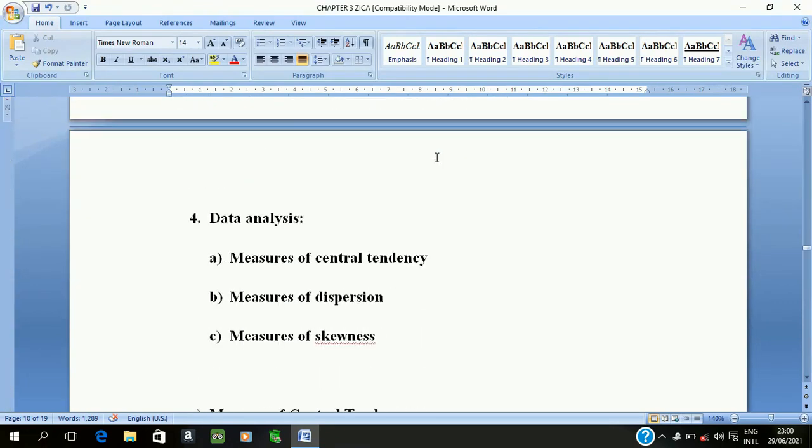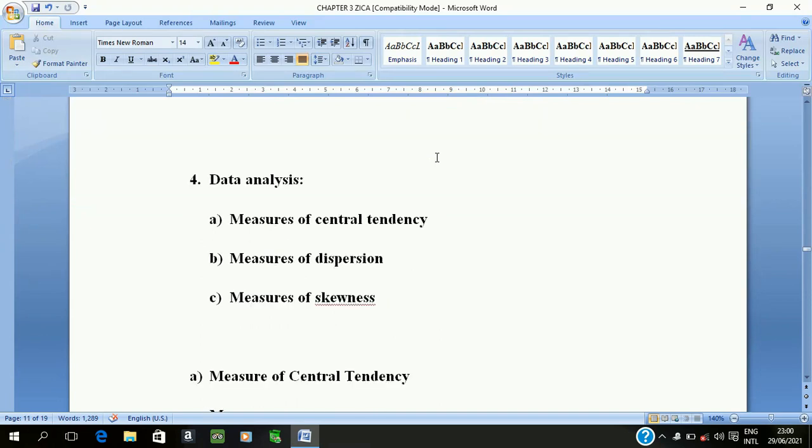Now let's come to data analysis, which is a crucial part in our statistical study. We've got three parts under data analysis. The first is the measure of centrality, which is also called measures of location. These are simply averages: the mean, mode, and median. Measures of dispersion include the range, interquartile range, standard deviations, variances, mean deviations, and the coefficient of variation. All those are measures of dispersion.